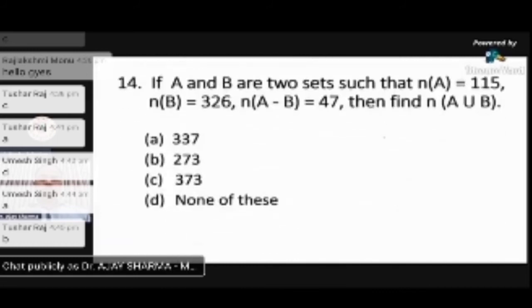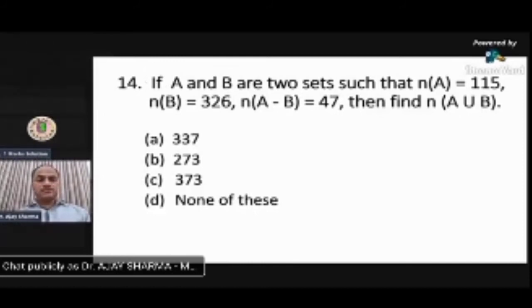Now let us move to the next possible case, question 14. A and B are two sets such that N(A) is equal to 115, N(B) is 326, and N(A − B) is 47. This is a very important and very good question. Here we need to find N(A ∪ B) among these four given options.